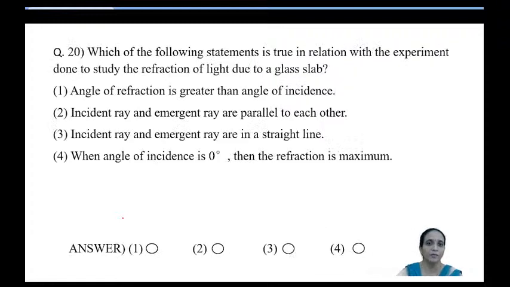Question number 20. Which of the following statements is true in relation with experiment done to study the refraction of light due to the glass slab? Angle of refraction is greater than angle of incidence, first option. Second option, incident ray and emergent ray are parallel to each other. Third option, incident ray and emergent ray are in straight line. Fourth option, when angle of incident is 0, then the refraction is maximum. Over here the correct option is the second one, the incident ray and emergent ray are parallel to each other.